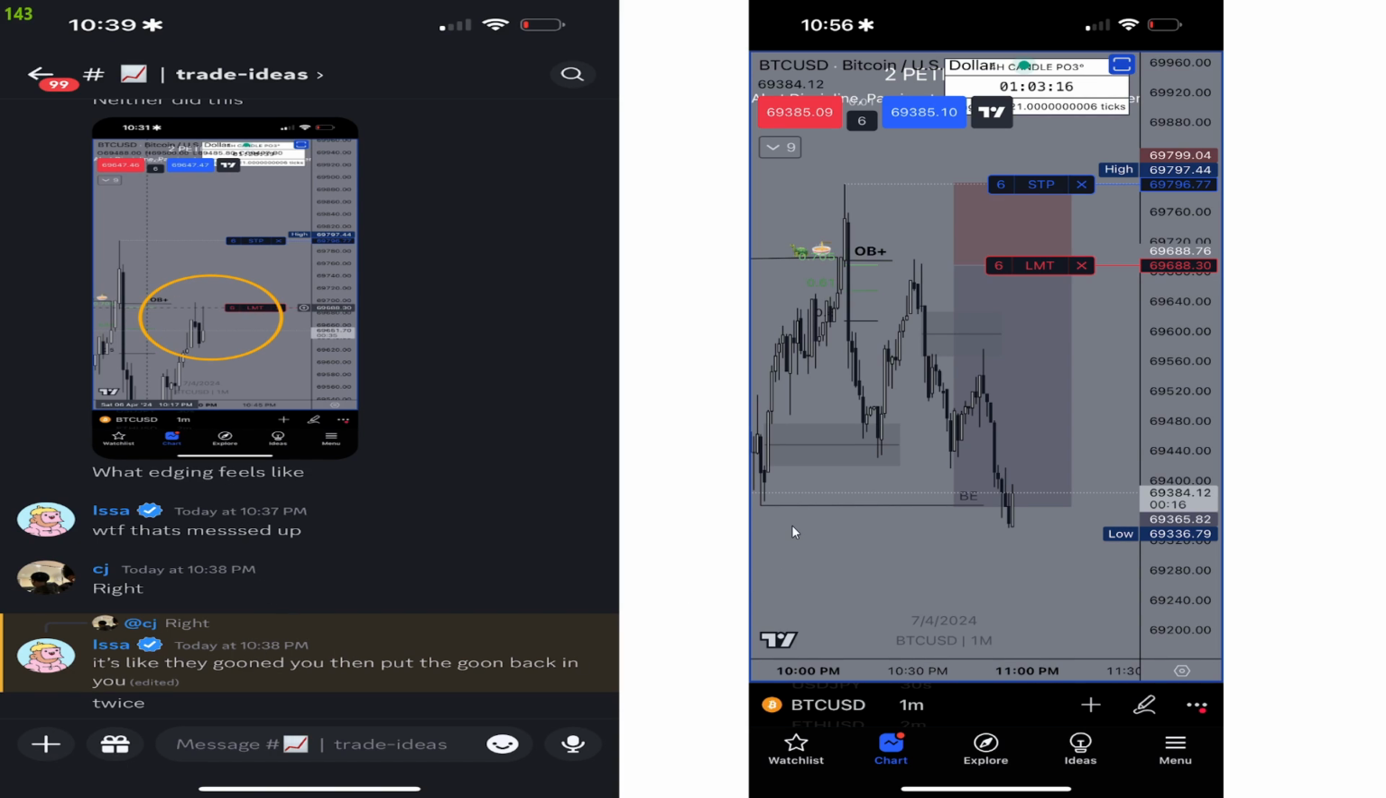Don't mind what that guy said, but it was a glitch with TradingView, and I never got entered. But as you can see, this profited at least 123R, right? It was a very nice trade. I entered off of it.